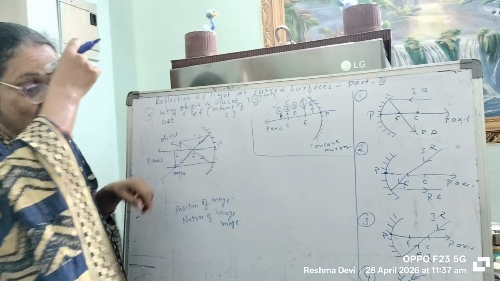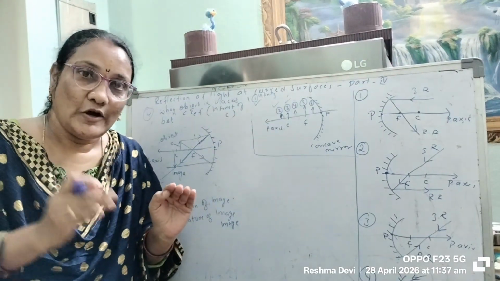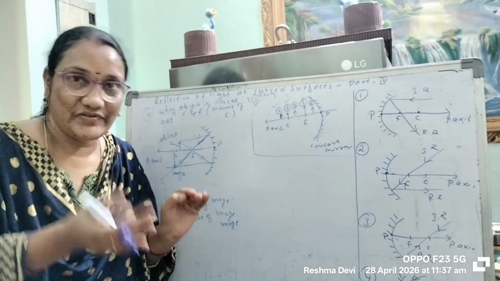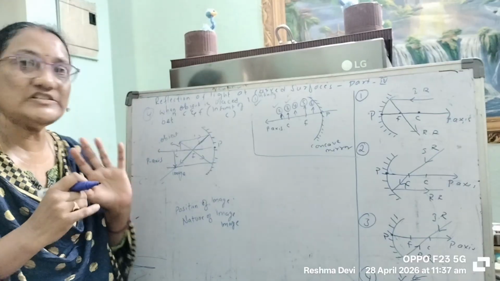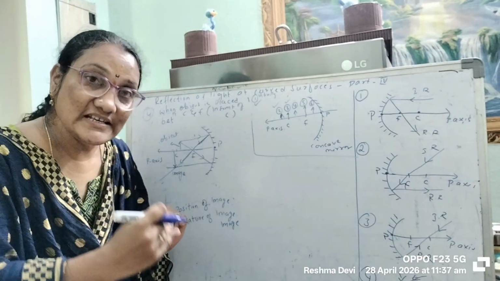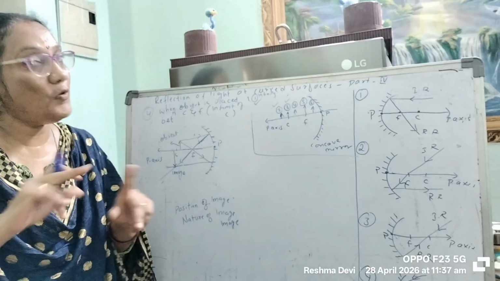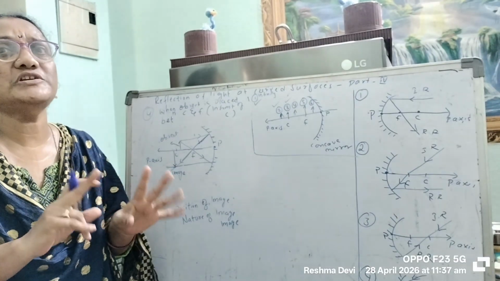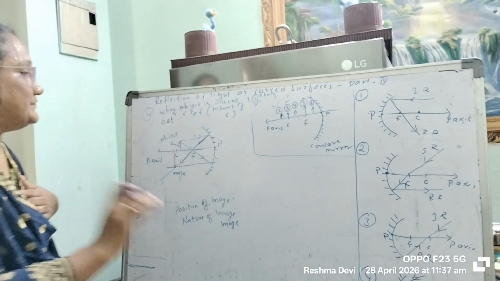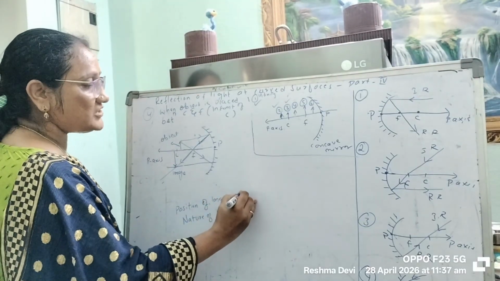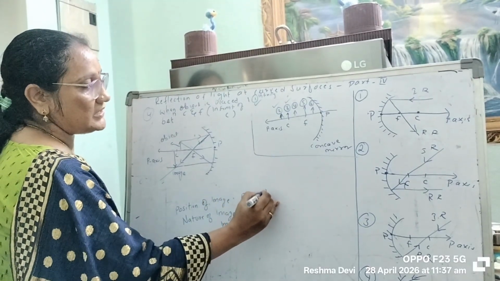Now, did you see? In case 2, object is beyond C. Image is in front of C. In case 4, object is in front of C. Image is beyond C. Opposite. Quite opposite to each other. Right? You can remember in such a way. So, position of image beyond C.